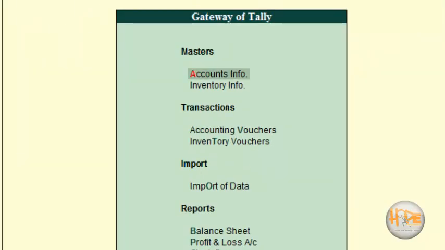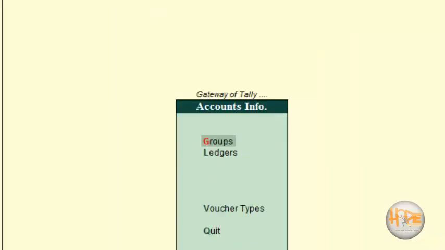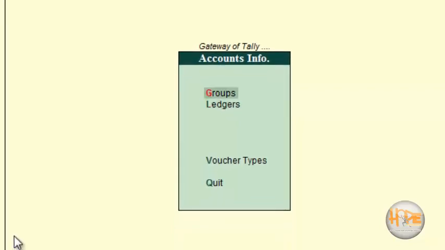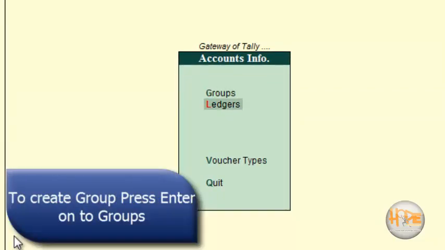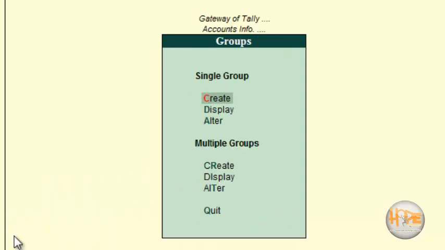Again, now go to Account Info. After going to Account Info, you can see the Groups and Ledgers options. Now enter the Groups option. Using this menu, you can create a group. Now to create a group, enter the Create option.